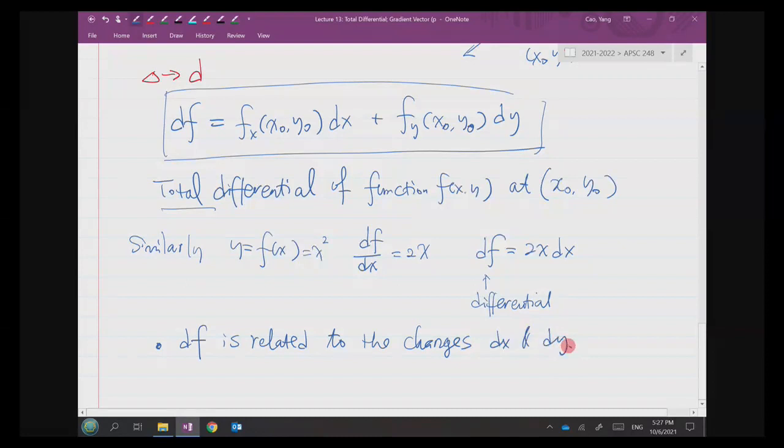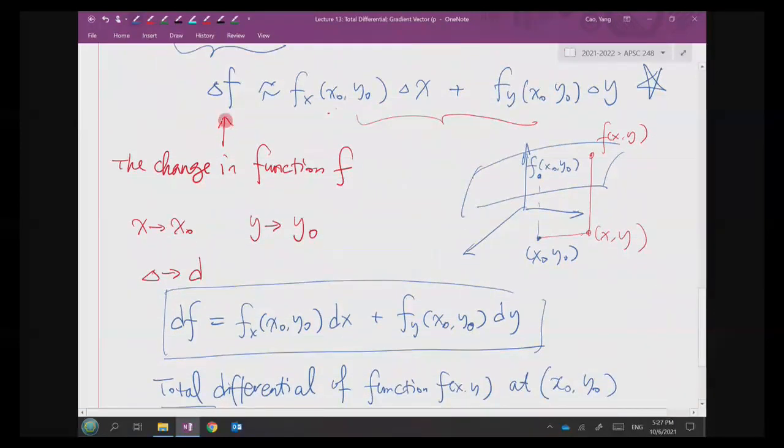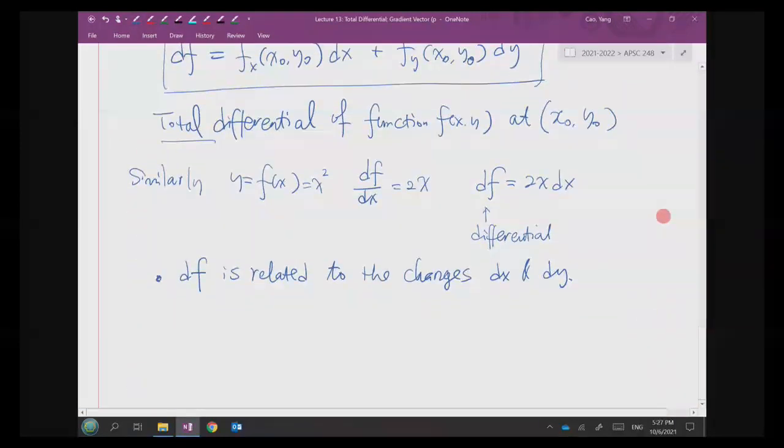So there are a few applications, mostly actually applications. A lot of the time we use this as an application, because differential is a very precise concept, but delta f is an approximation concept. So we use this a lot of the time to approximate the change of the function when there's a change in the x and y value. I'll give you an example right away. So let's take a look at an example of the application of this approximated change.